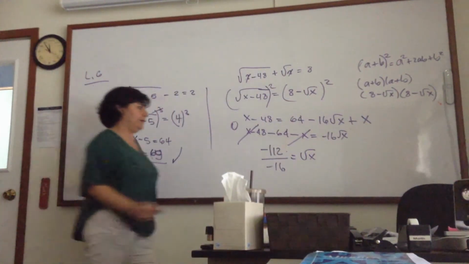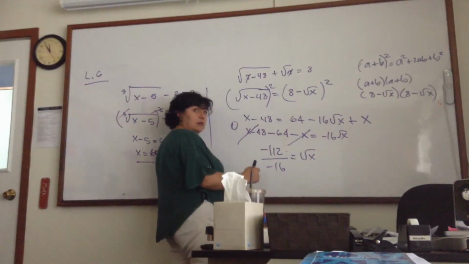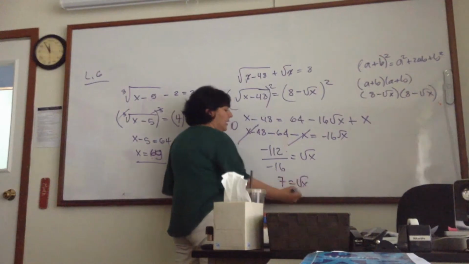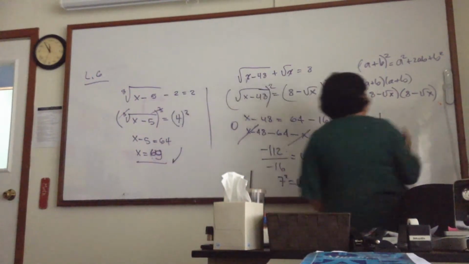7, and 7 squared equals 49. So x equals 49. Then I square this on both sides, so 49. x equals 49.